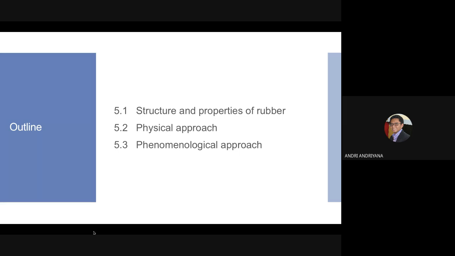So 2 approaches will be discussed. The first one is the physical approach. Again, to remind you, the physical approach is that we need to look at the microstructure of the materials. Secondly, the phenomenological approach, in which we do not need to look in detail at the structure of materials. For today, I am going to discuss only section 1 and section 2, and leave the 3rd section for our discussion next week.